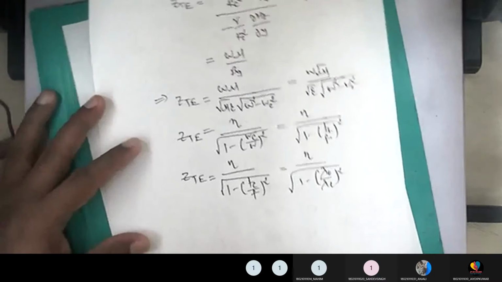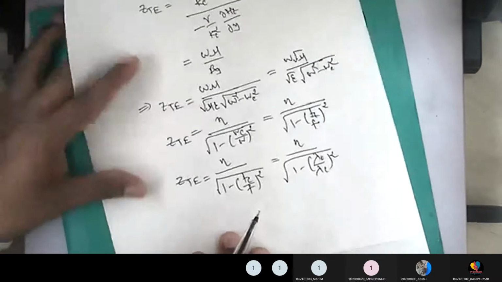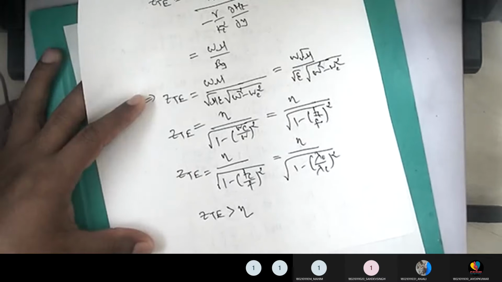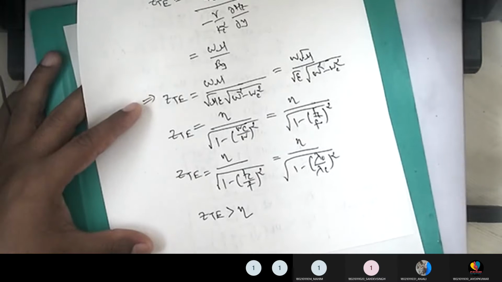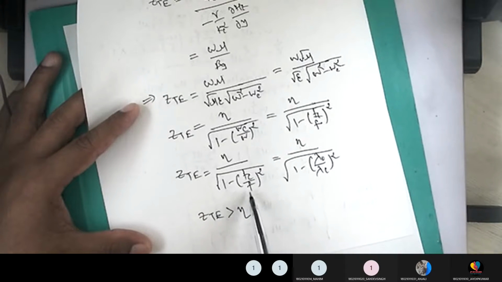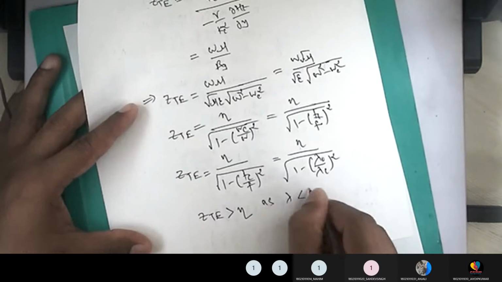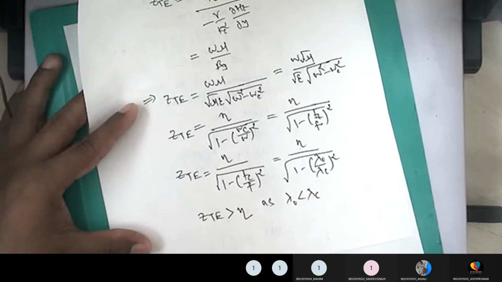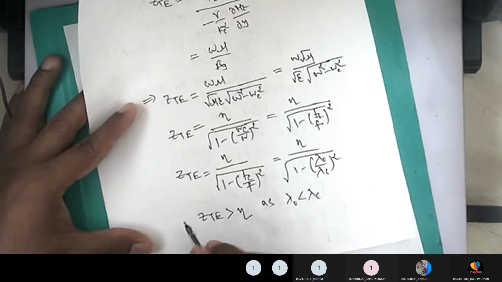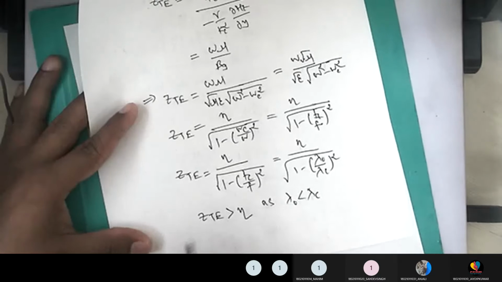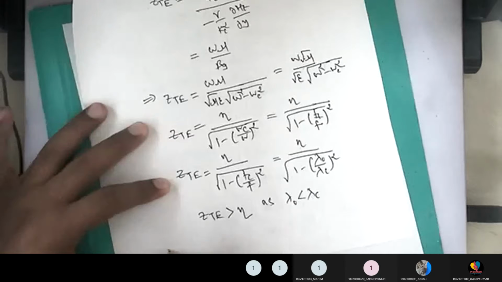So here it is very clear that ZTE will always be greater than the intrinsic impedance. It is very clear, because this part is in the denominator, and when you put any value, you will always get something greater than the intrinsic impedance. As lambda 0 is always lesser than lambda c, the wave impedance in a TE wave will always be greater than the intrinsic impedance. So this I can also write.